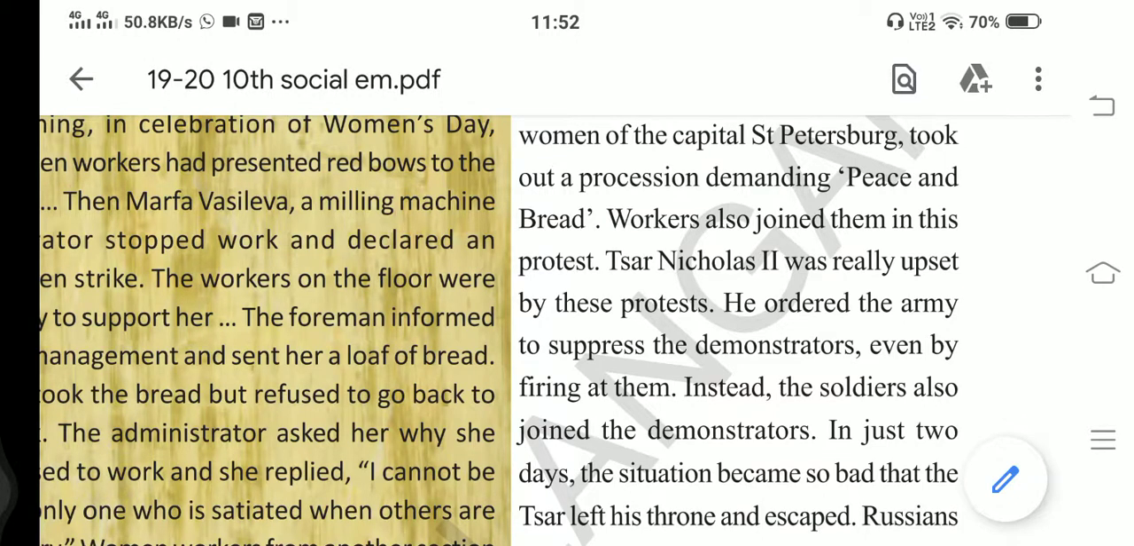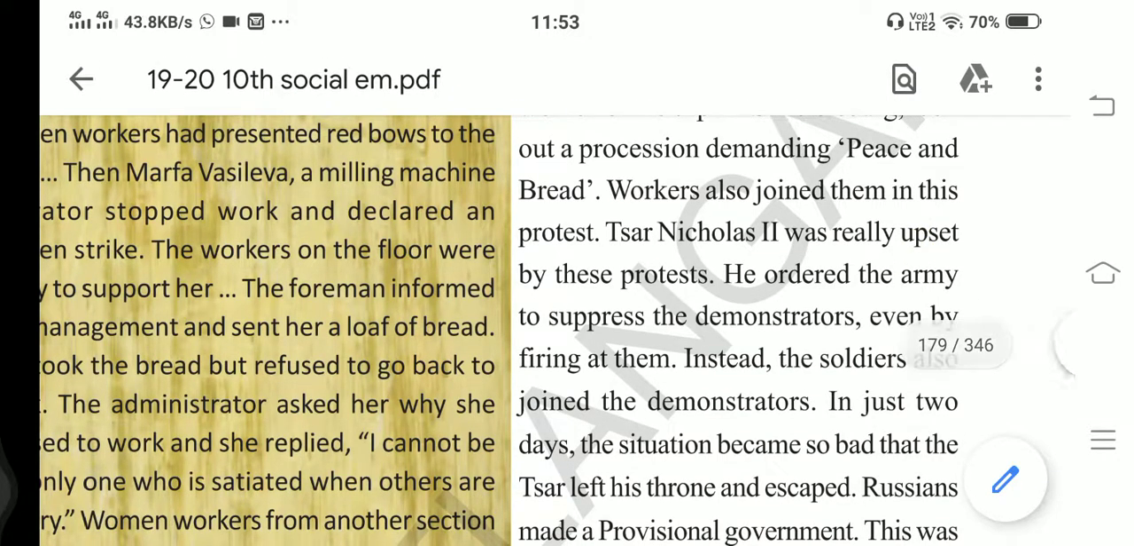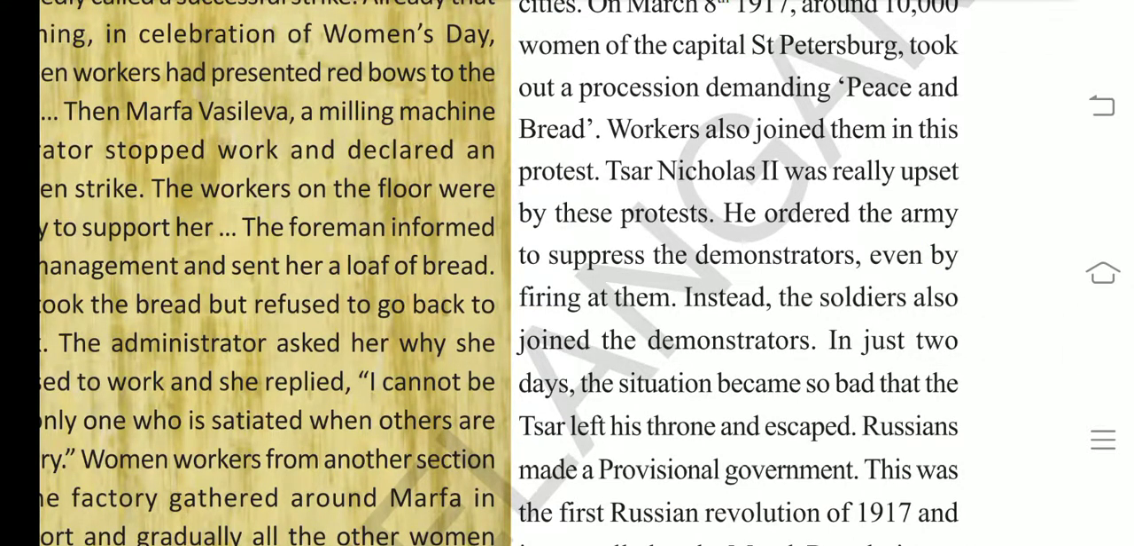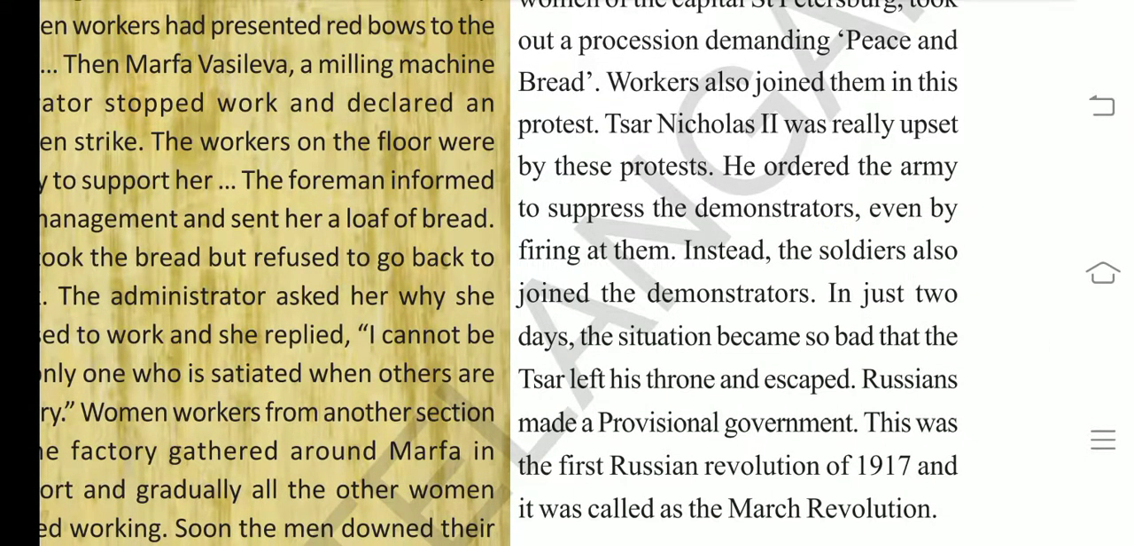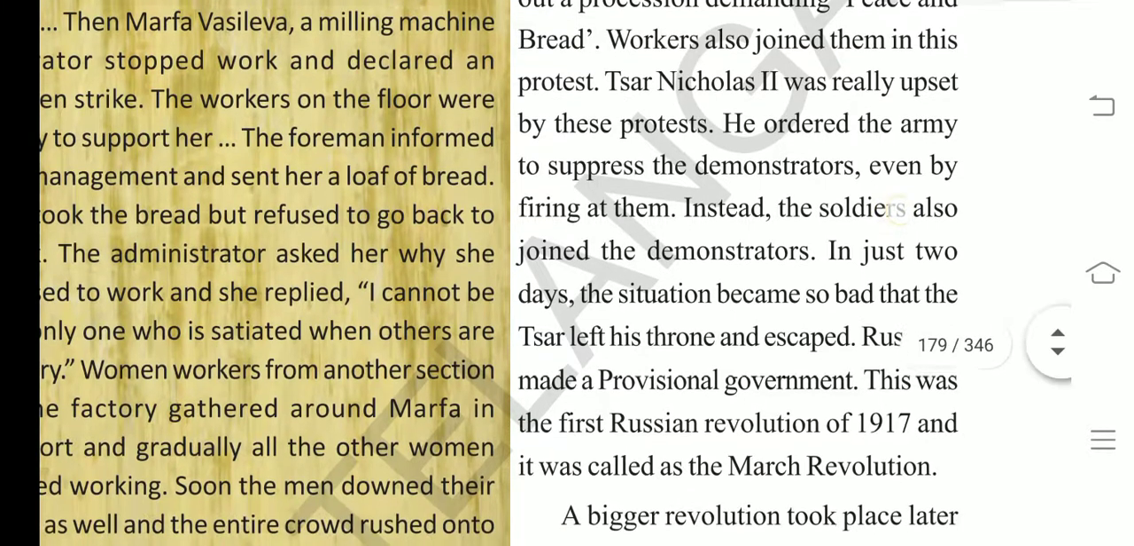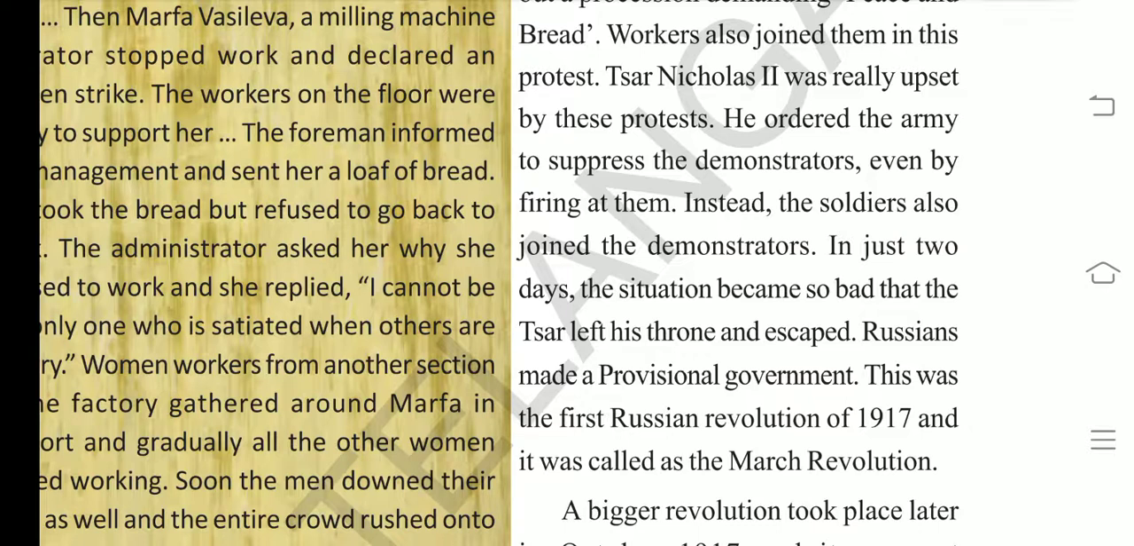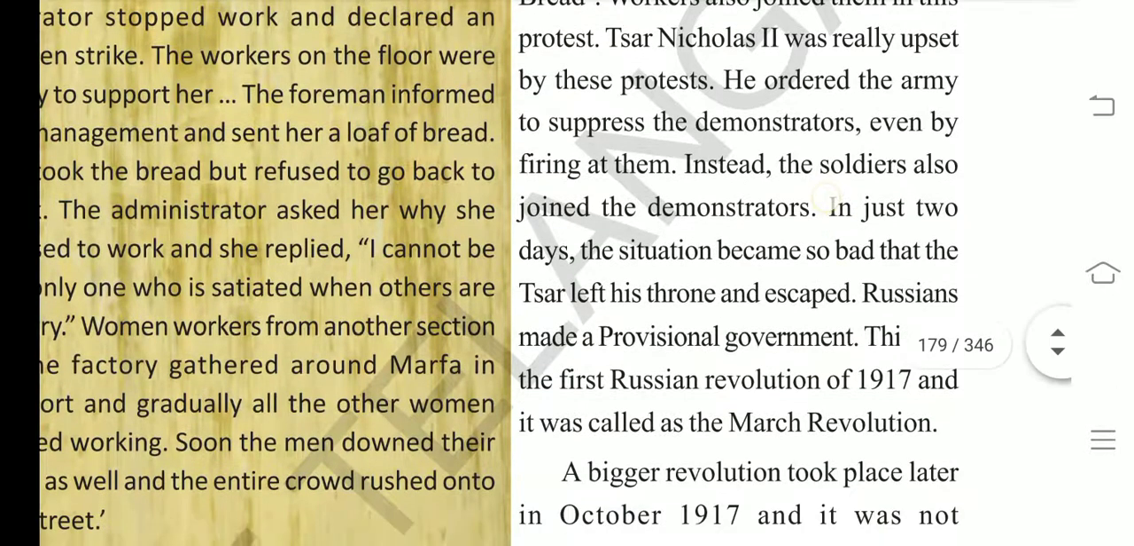So in the capital city, nearly 10,000 women organized a procession, a rally demanding peace and bread. They organized that, shouting through the streets like this: we want peace and bread, we want peace and bread. Like that, 10,000 women started a rally. Workers who were also not getting food, and not getting wages, and were working continuously to supply the material for war, were also fed up with the work and the dictatorship, or what you call totalitarian rule, in which people did not enjoy freedom.